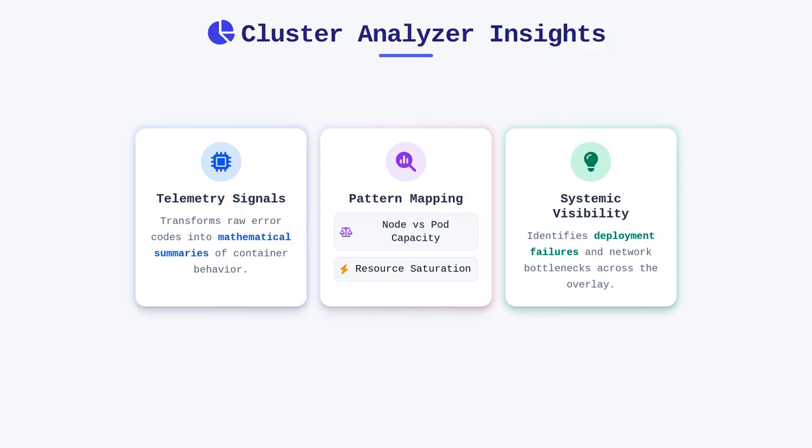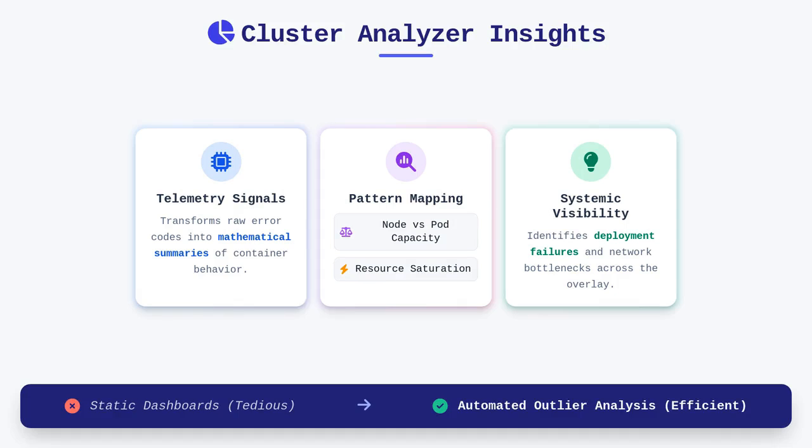If a network connectivity error occurs across the overlay, the tool correlates these telemetry signals to show if the issue is confined to a specific service or if it impacts the broader cluster communication channels. By mapping these signals, you gain a perspective on systemic performance degradation that would be nearly impossible to derive from static dashboards alone.